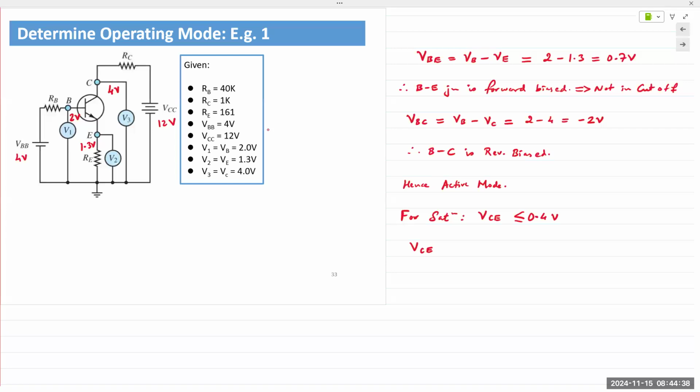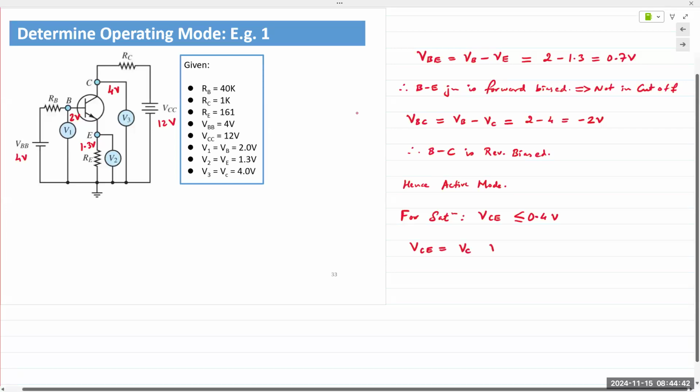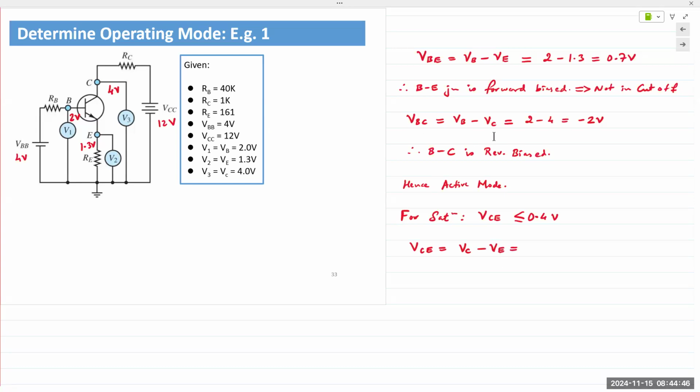So what is VCE for us? In this case, VC minus VE, and that is 4 minus 1.3, 2.7 volts. So VCE is larger than 0.4, hence not saturation. So even if we were to make an assumption with saturation, we would still obtain the exact same answer. Okay. Does that make sense? Good.